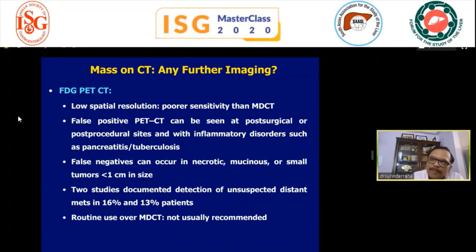Does it impact management? There are studies which have looked at the impact of PET-CT on management. I could just come across 2 studies which had documented detection of unsuspected distant metastasis in 16 and 13% only patients where the management changed. So most of the guidelines would not recommend routine use of PET-CT over an MDCT. Hence, as PET-CT does not give any added advantage, it is usually not advocated for patients who have undergone a proper MDCT.